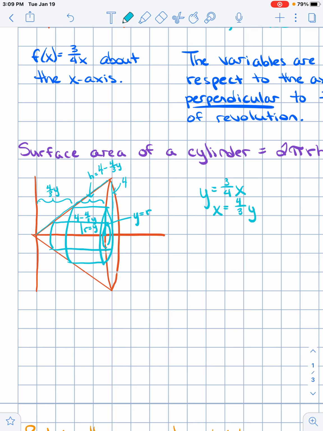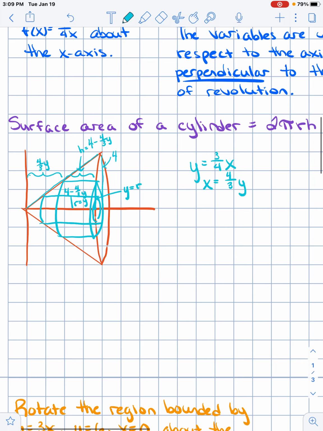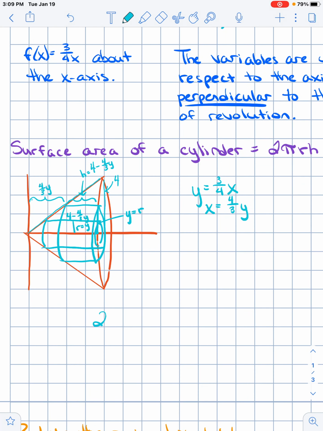Okay, let's find the surface area of one representative cylinder. To find the surface area, that's 2 pi times the radius, which we know is some y value, times the height, which is 4 minus 4/3 y. And each one of these cylinders, these pieces of paper, if you will, that are stacked inside of each other, have a small little tiny depth or thickness to them, otherwise there would be no volume. So we'll multiply by that dy. Now everything is with respect to the y-axis, so we're going to be integrating from 0 to 3.